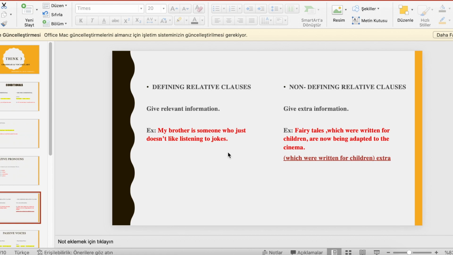Non-defining relative clauses give us extra information like fairy tales, which were written for children, are now being adapted to the cinema. Which were written for children is extra. Why? Because we already know fairy tales are written for children. That's why it is extra information, and still when we read, it's a full sentence. That's why we say this non-defining relative clause. Let's look at the examples.